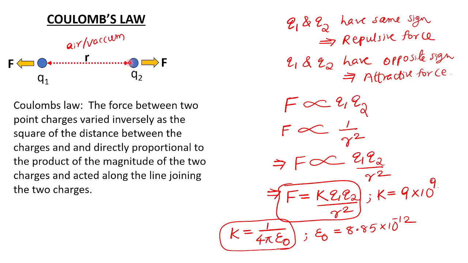But when we do the problems for finding F, we require only this formula, F equal to k into q1 q2 by r square. We don't need 1 by epsilon 0. The value of k will be 9 into 10 raised to 9. Is that okay?